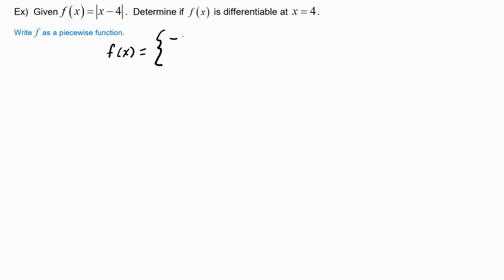the opposite of x minus 4 if x minus 4 is negative, which happens when x is less than 4, or it will be x minus 4 if x minus 4 is greater than or equal to 0, which is when x is greater than or equal to 4. We can put this on a number line. The changeover happens at 4.